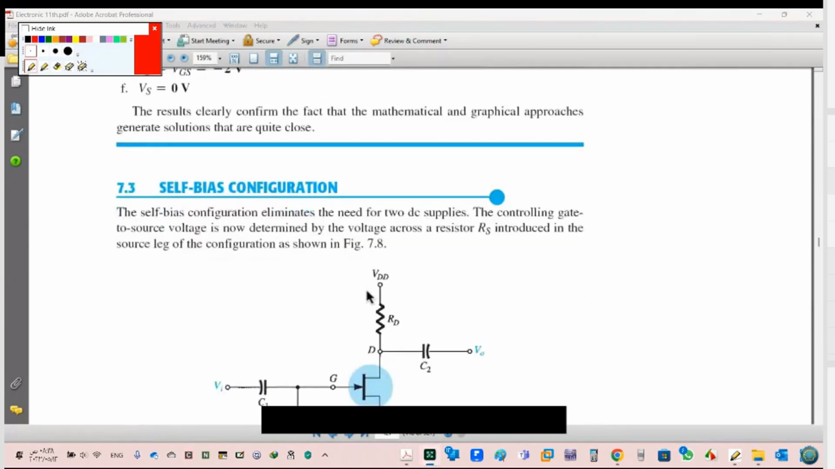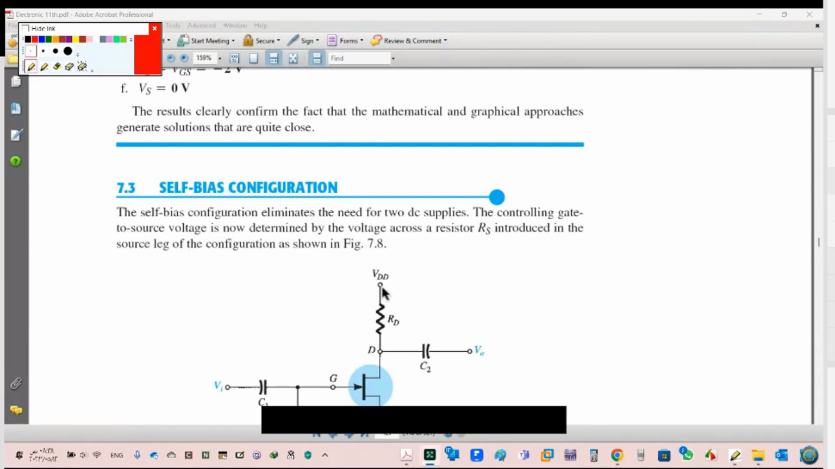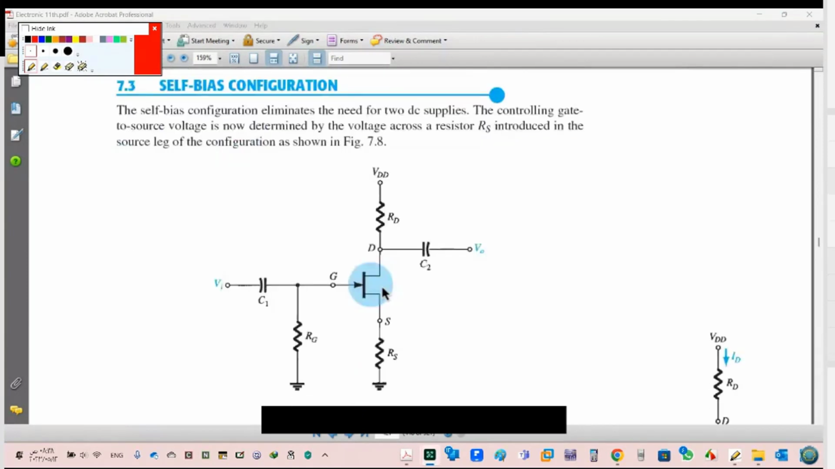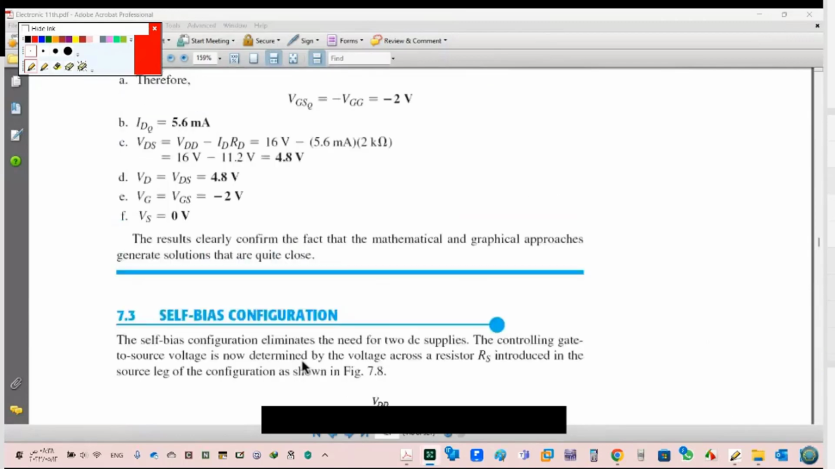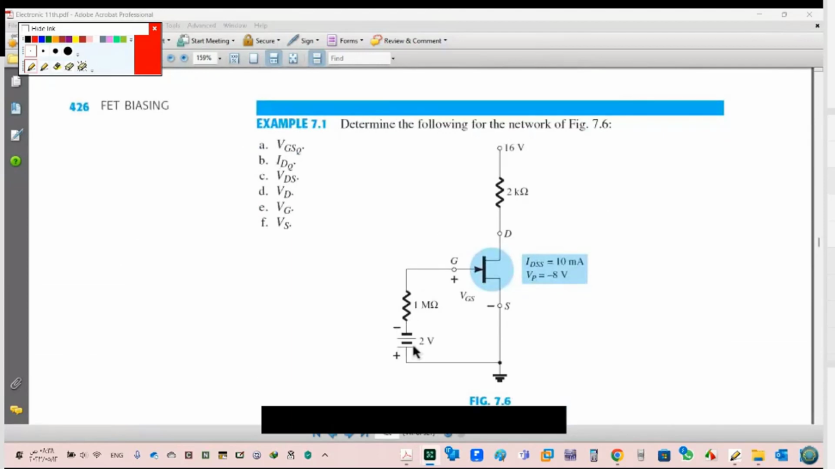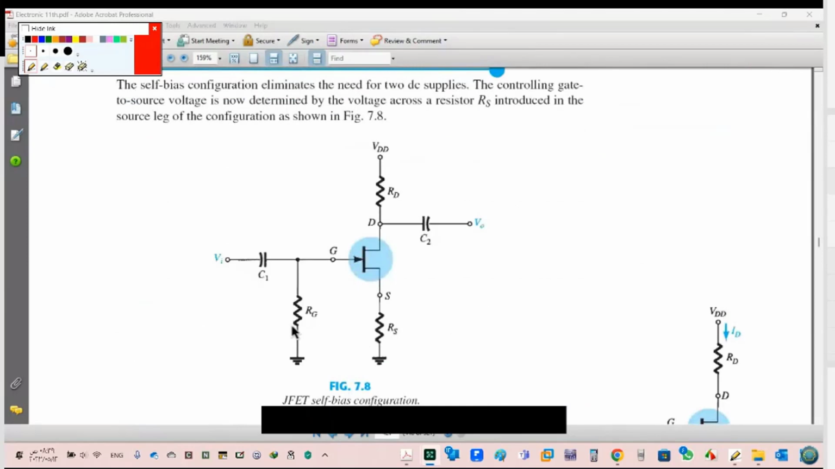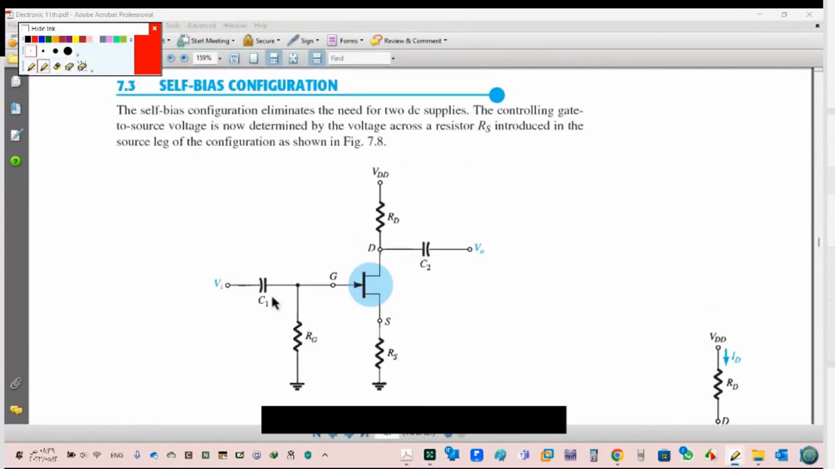Another one now, the self-bias configuration. In the self-bias configuration, I will compare. Here we have 1 mega and we have 2 volt. But here we don't have a voltage source, we have RG. Fixed bias, self-bias. In fixed bias, we have the VGG power here. Here we don't have it, but we have RS here.